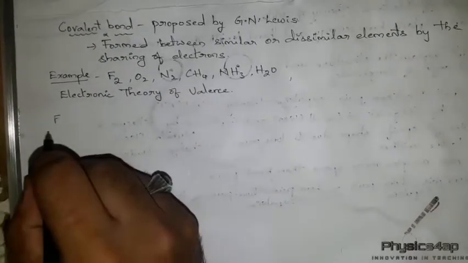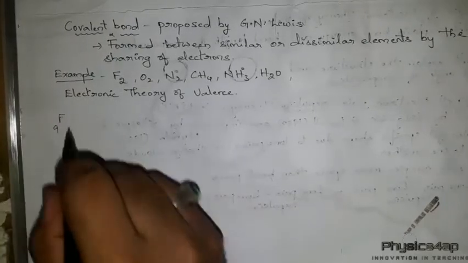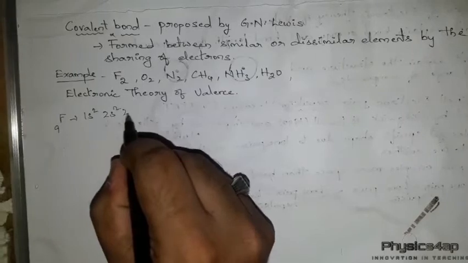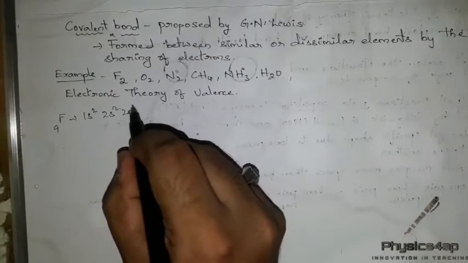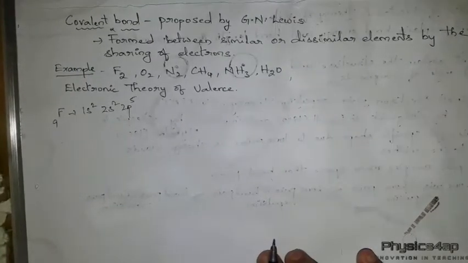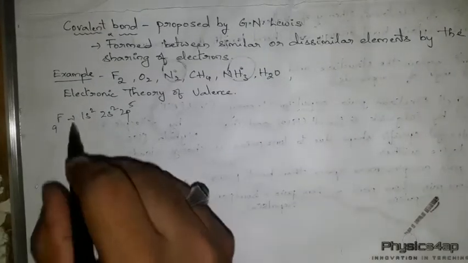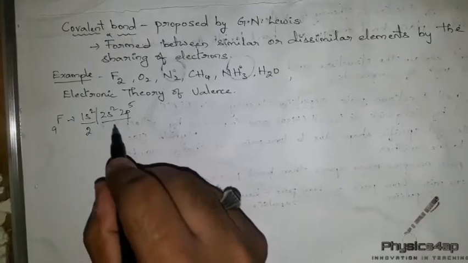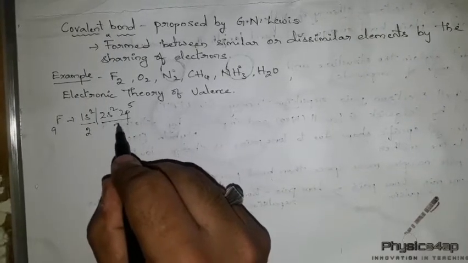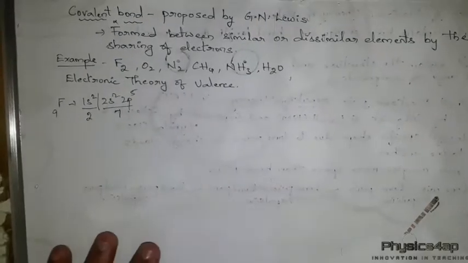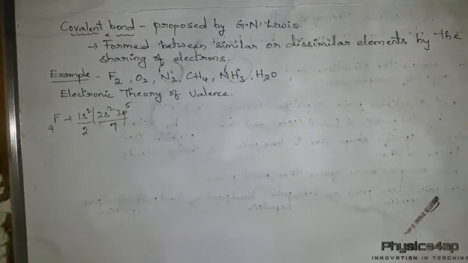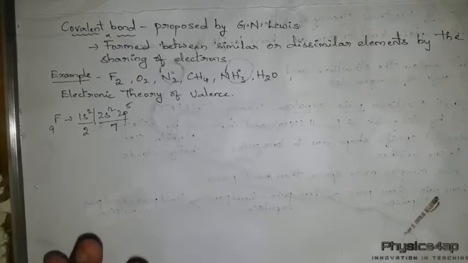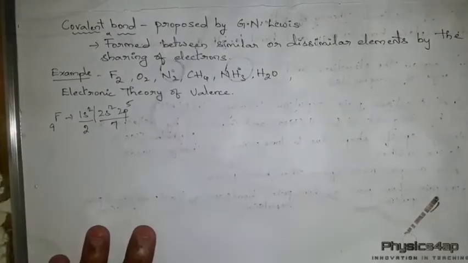Fluorine has atomic number 9, so the electronic configuration is 1s2, 2s2, 2p5. This is the electronic configuration of fluorine. In the first orbit we have two electrons, and in the second orbit we have a total of 5 plus 2, 7 electrons. That means we have to represent 7 valence electrons for fluorine, which is what we call the valence dot structure.